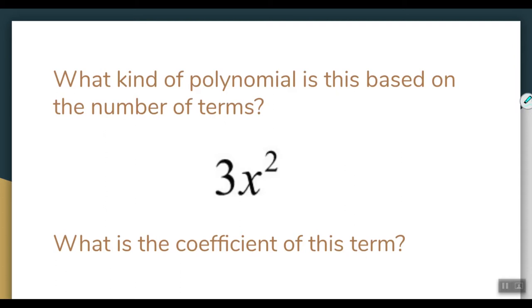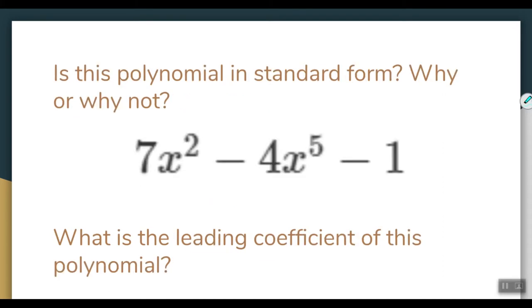I have one term, so it's called a monomial, and the coefficient is the number in front, so the coefficient is 3. Is this polynomial in standard form? Why or why not? Well, looking at this, I'm looking at standard form. I'm thinking about exponents being in descending order. This is not in descending order, so the answer is no.